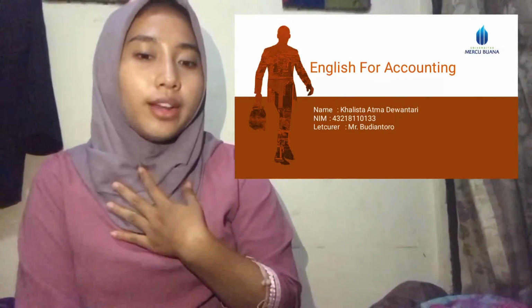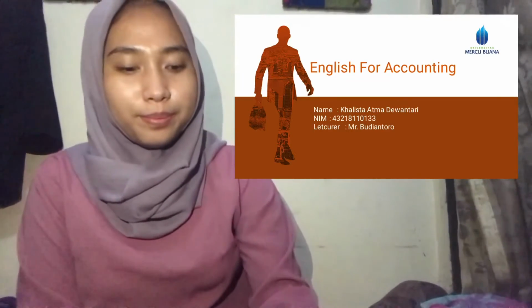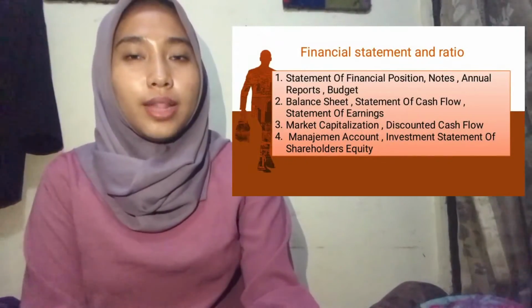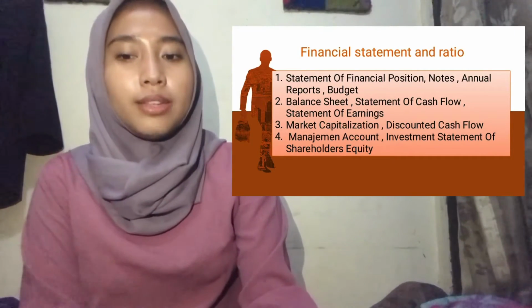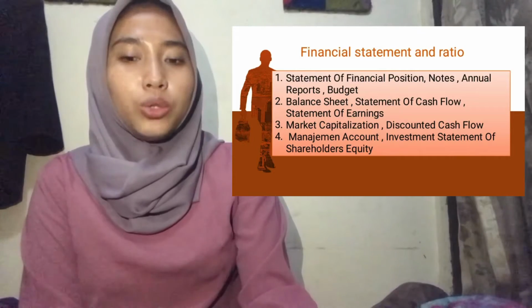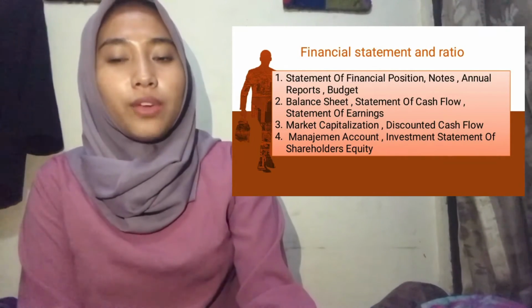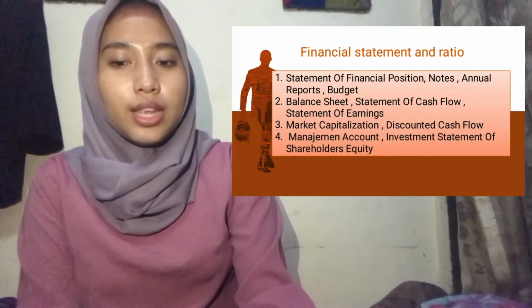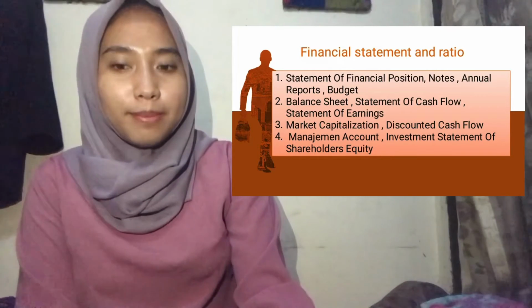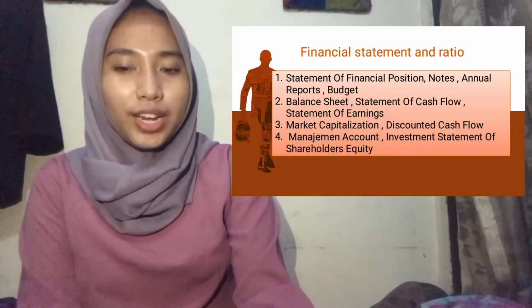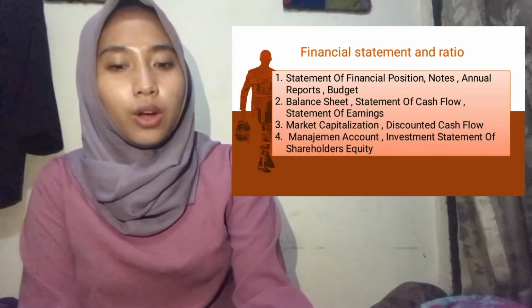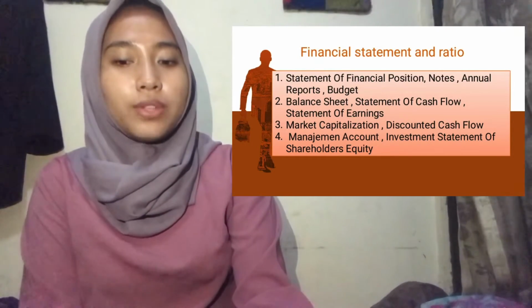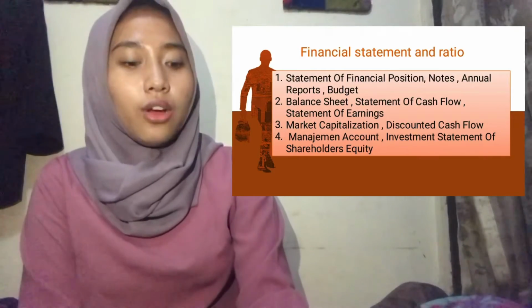I will explain about financial statement. Financial statement and ratio. Number 1: statement of financial position, notes, annual reports, budget. Number 2: balance sheet, statement of cash flow, statement of earnings. Number 3: market capitalization, discount, cash flow. Number 4: management account, investment, statement of shareholder equity.